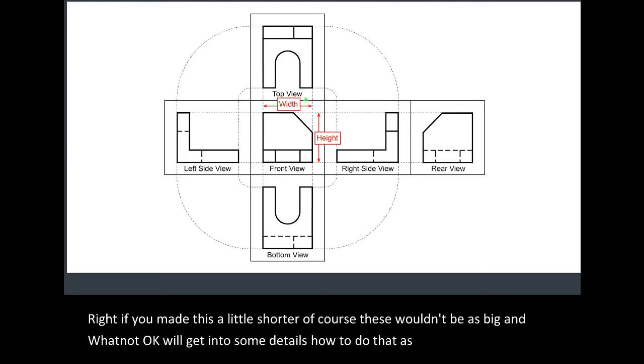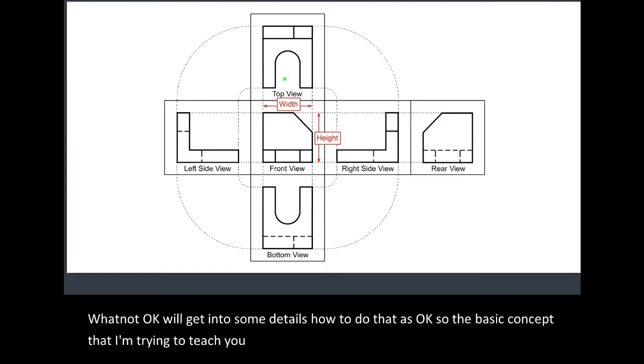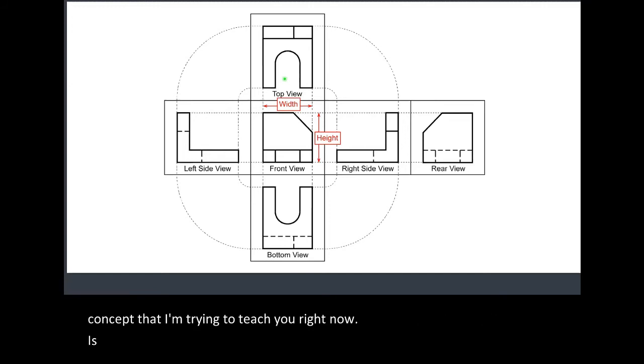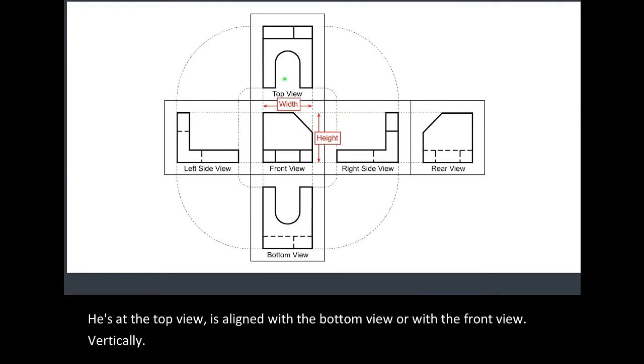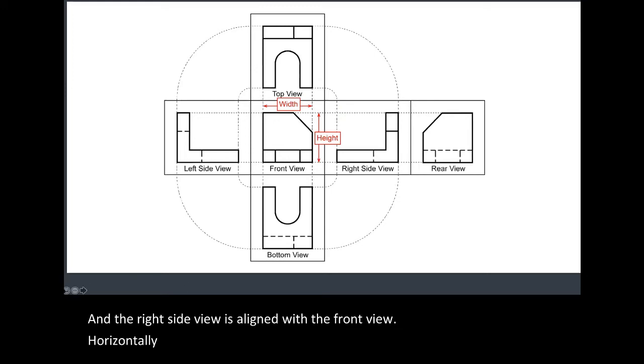The basic concept that I'm trying to teach you right now is that the top view is aligned with the front view vertically, and the right side view is aligned with the front view horizontally. Okay? So I've got a few more people showing up. All right, so that's the idea there about the alignment.